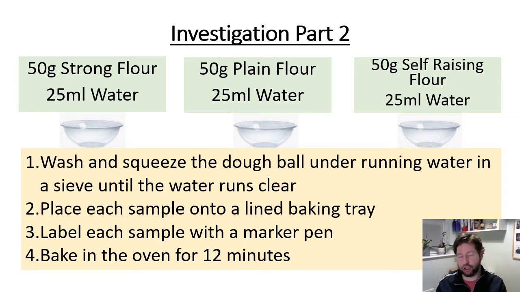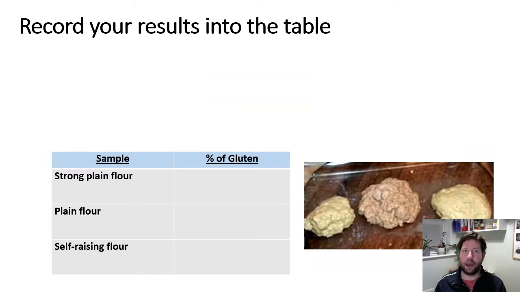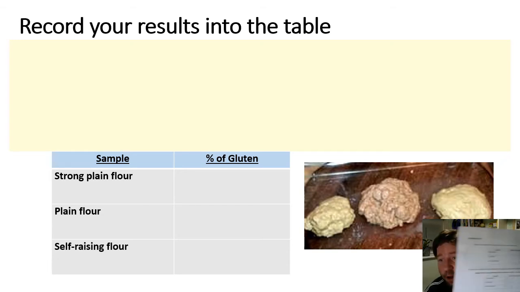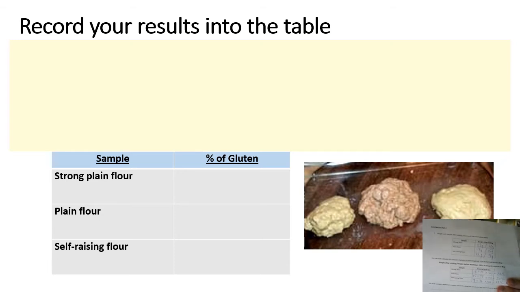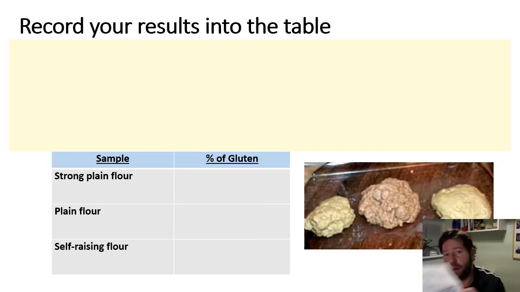So keeping all those controls in place, making sure the investigation is a fair test. We're making a fair test as we go. So investigation part 2, and then you're recording those results into the table. So the table again that you have here, this one came from my experiment that we did online on the video earlier.